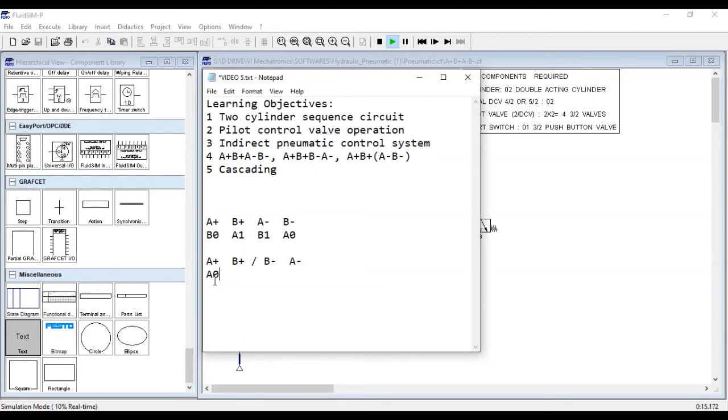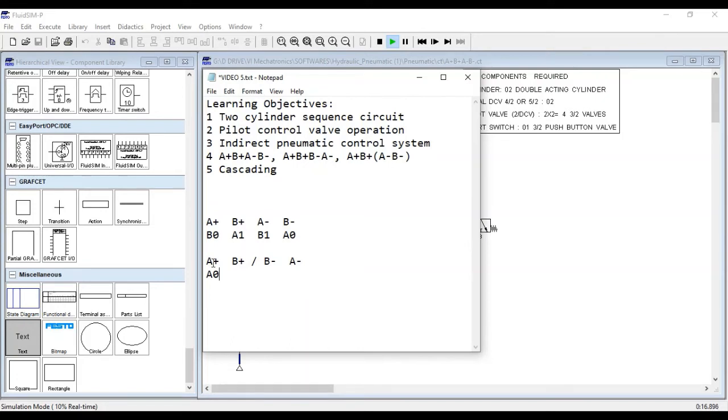Now what about B positive? Before B positive, A positive is there, so A positive will finish when it reaches, yes, A1, right, it reaches A1. So here A1.